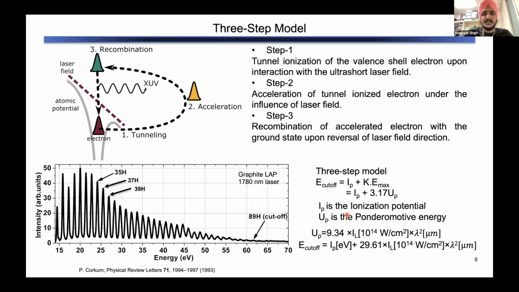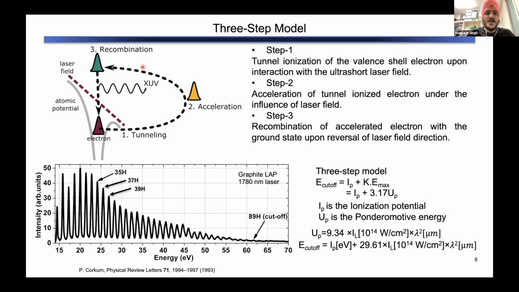Here is the mechanism of the harmonic generation process, which is called the 3-step model. So when we shoot the ultrafast laser pulses on the interacting media, in the first step, an atom or ion, when it interacts with the ultrashort laser pulse, has its valence shell electron tunnel ionized under the influence of the incident electric field of the ultrashort laser pulse. After the tunnel ionization, in the second step, the tunnel ionized electron gets accelerated towards the continuum under the effect of the laser pulse electric field.